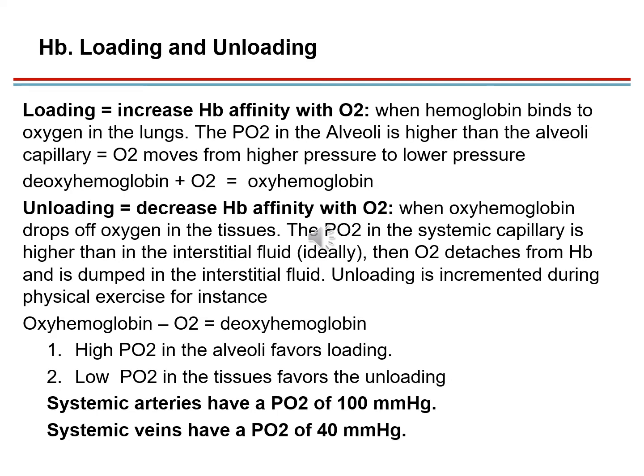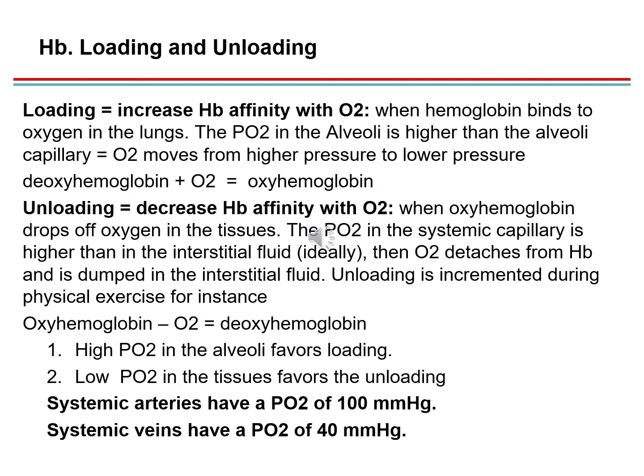and gases always move from higher pressure to lower pressure. Right now we have a high pressure of oxygen inside the systemic capillary, and we have a lower pressure of oxygen in the interstitial fluid around the cells. And this scenario is facilitating the unloading of oxygen from hemoglobin, it is dropping the oxygen out, and in other words, it is decreasing the hemoglobin affinity with oxygen.